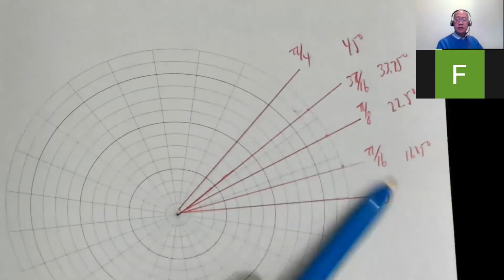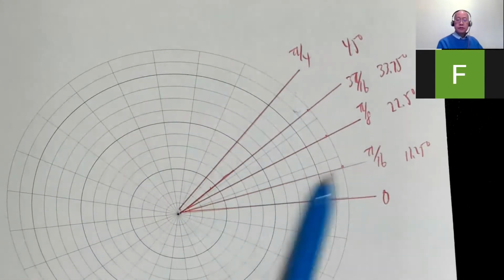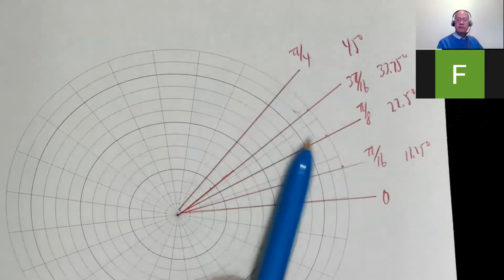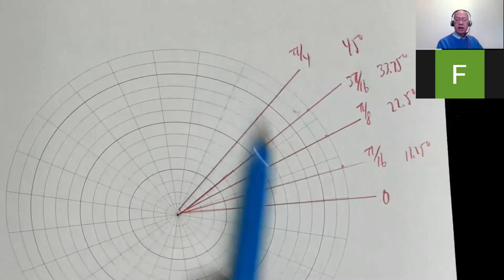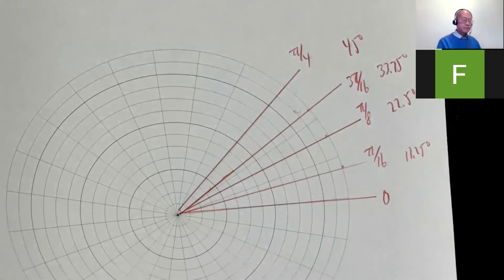Okay, so you'll definitely need something like this all the way around the circle. I've just done from 0 to 45 degrees. So you need a marking every pi over 16, or 11.25 degrees.